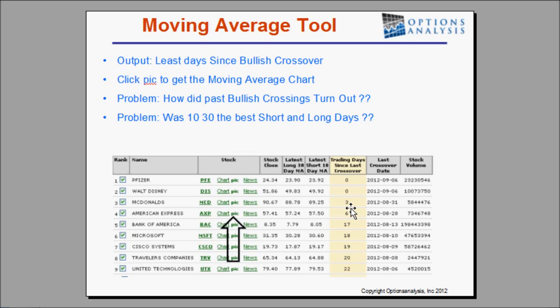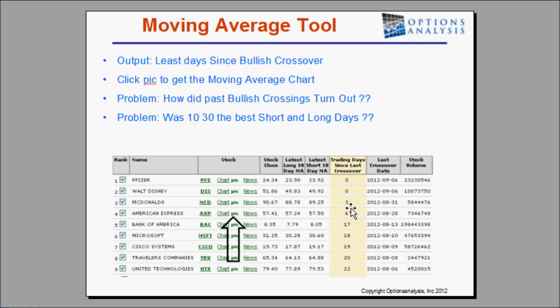Now there are 2 problems with this moving average tool, and the first is if you're going to decide to trade Walt Disney or Pfizer right now, how have they done in the past using moving average crossovers to trade bullish trades? It's not evident at all in this chart. This is only showing that the crossings are happening now, or the crossings just recently happened.